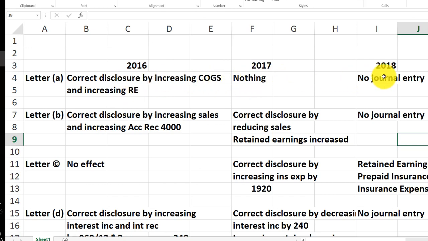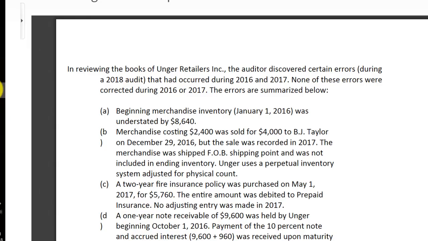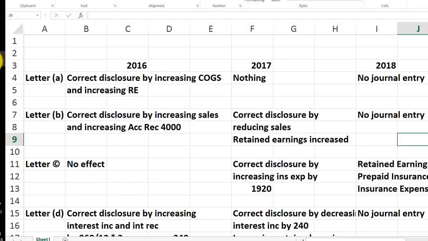Nothing will happen in 2017, and no journal entry is needed in 2018. So this is only a disclosure issue. Actually, this doesn't affect just retained earnings because retained earnings for 2015 would be wrong. But the inventory is not corrected. I was mistaken. This disclosure, just as it says here, affects the cost of goods sold in 2016 and retained earnings.